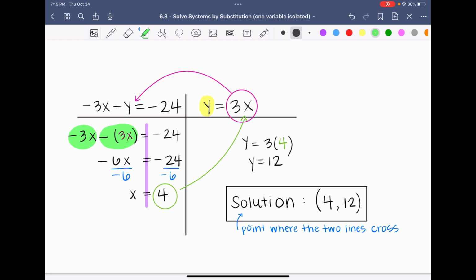And then we're going to plug that positive 4 in for x into the other equation. And so 3 times 4 gives us 12. And so the solution to this system, or the point where the two lines cross, is the point 4, 12. If we were going to graph these two lines, we could do the work and graph them, and that would be the point where the two lines cross.